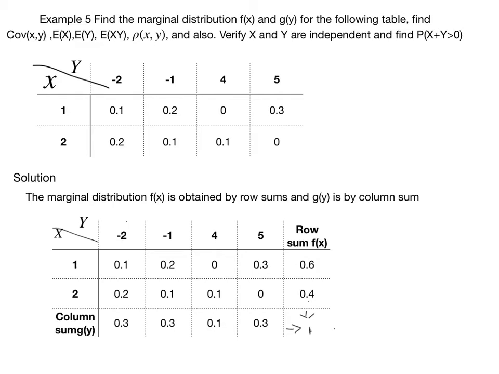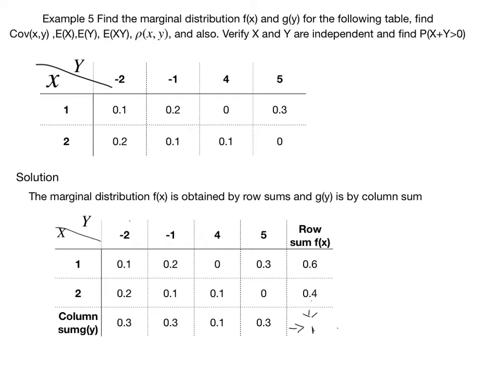The table has been given where x takes the values 1, 2 and y takes the values -2, -1, 4, 5. Before we proceed with the marginal distribution table, as discussed earlier, we need to find the row sum and the column sum. So, considering the first row, f of x1 will be equal to 0.6 and f of x2 will be equal to 0.4. The sum together should be equal to 1.